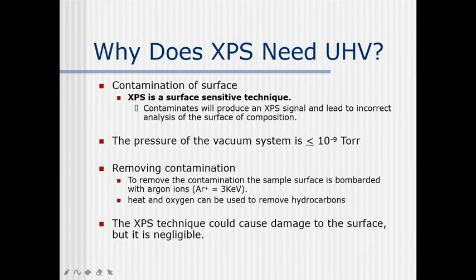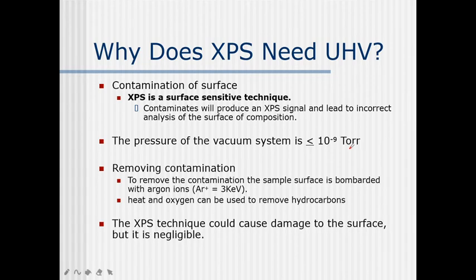Now, why does an XPS need ultra high vacuum? We have already seen, because XPS is a surface sensitive technique. The contaminants will produce an XPS signal and lead to incorrect analysis of the surface composition. That means if there is any such contamination, we might get some kind of noise or some extra signals which we do not want in understanding that particular element. The pressure of the vacuum system is maintained at less than 10 raised to minus torr.